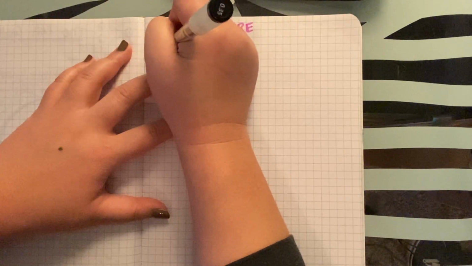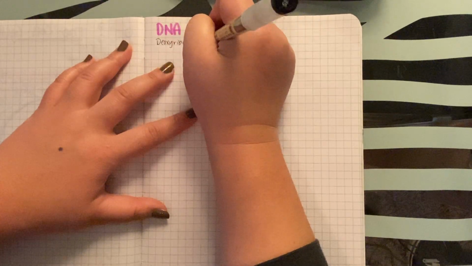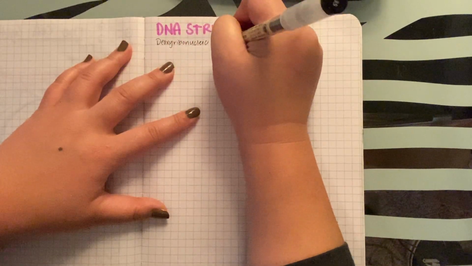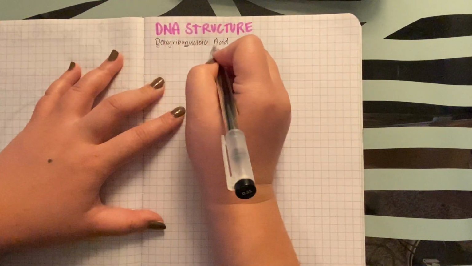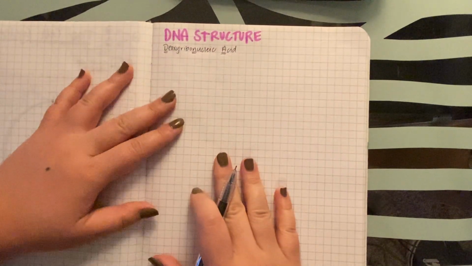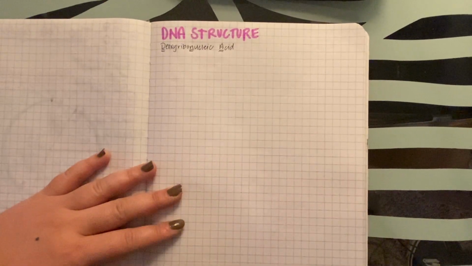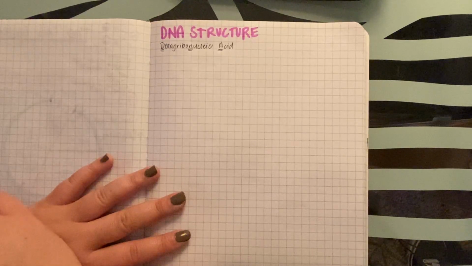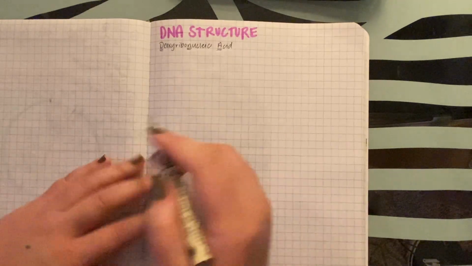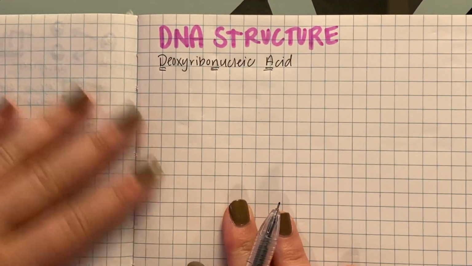Deoxyribonucleic acid. So deoxy is the D, ribonucleic acid. So if you remember way back to chapter 5, this is one of our macromolecules, a nucleic acid. There's only two types, there's DNA and RNA, and we'll talk about RNA later in the year. So deoxyribonucleic acid, there's a few roots in here that'll kind of help us identify structures in this molecule.